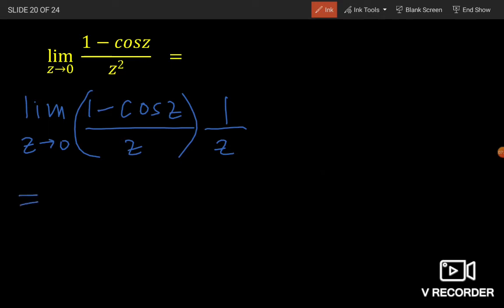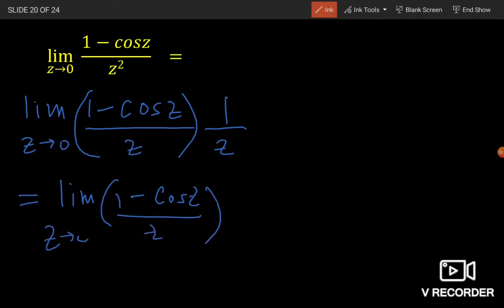Now, if I substitute this, I get the limit of this and the limit of this. Again, the limit of the product of two functions is equal to the product of the limits of the two functions. I can rewrite this as the limit of 1 minus cosine of z over z as z approaches 0 multiplied by the limit of 1 over z as z approaches 0. But if you solve this now, the limit of 1 minus cosine z over z is equal to 0.